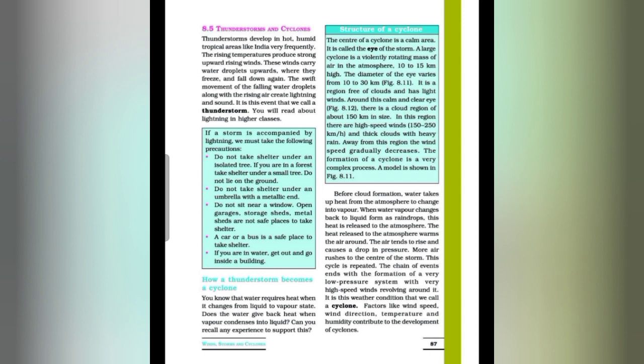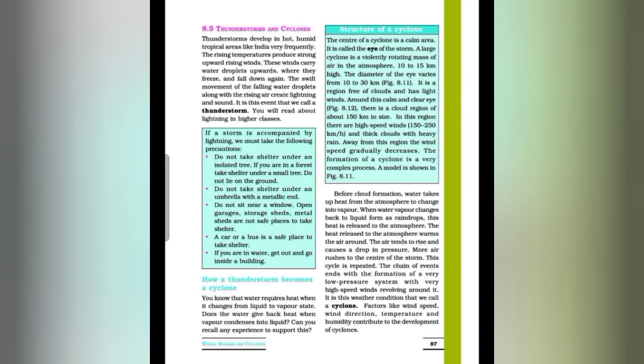As the warm and moist air containing a lot of water vapor rises high up in the atmosphere, it gets cooled and the water vapor present in it condenses to form clouds called thunder clouds. When water vapor condenses, heat is released, and the heat released by the condensation of water vapor in the atmosphere warms the air all around. This warm air rises higher into the atmosphere causing a low pressure.